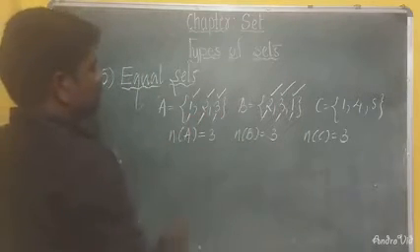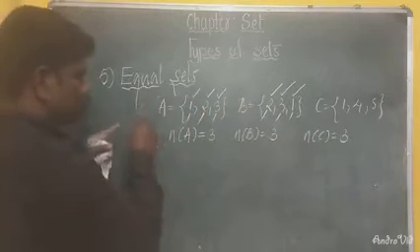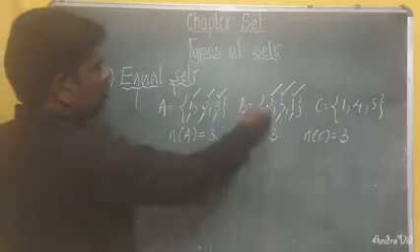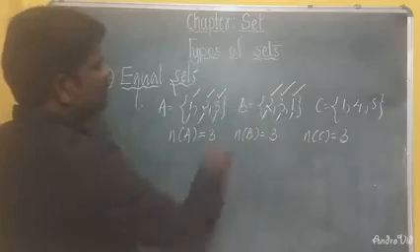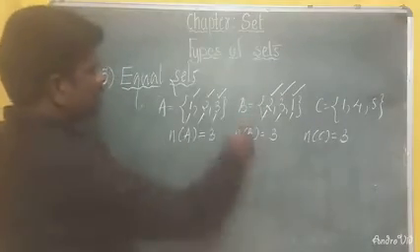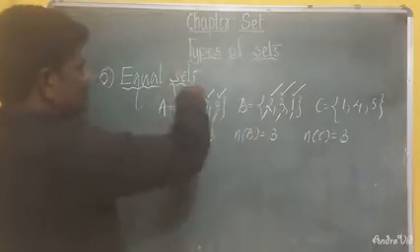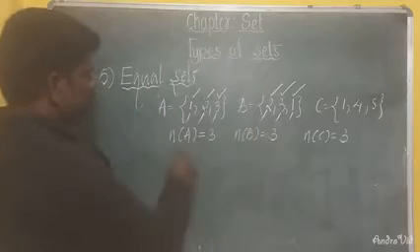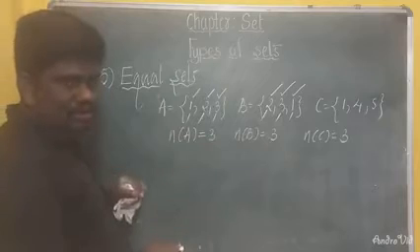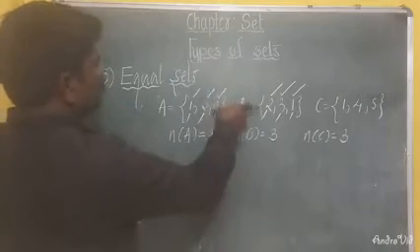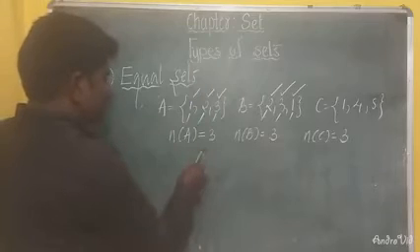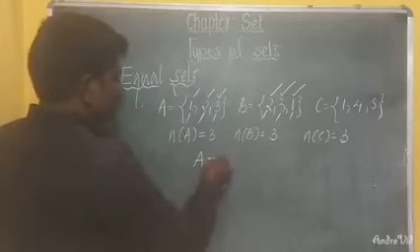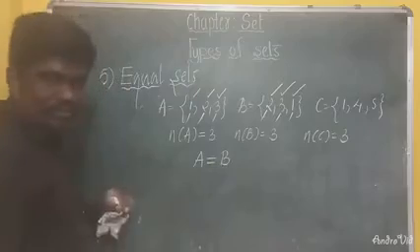So by this we understand that every element of A is there in B, right? That means every element of B is there in A. So that means already, because their cardinalities are same, the first condition was satisfied. Now because the elements are also same, the second condition is satisfied. So we can clearly say A is equal to B.